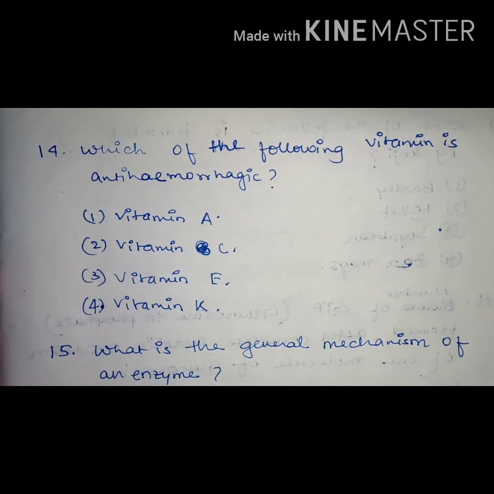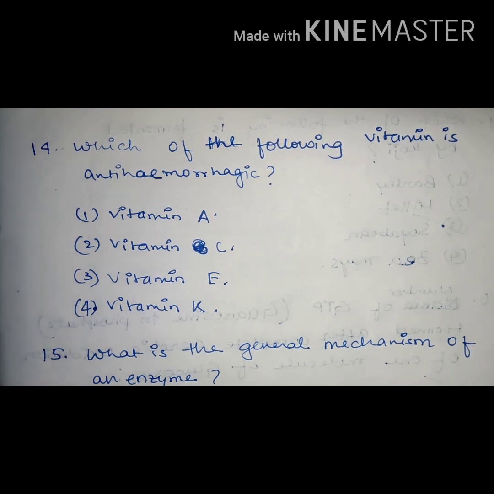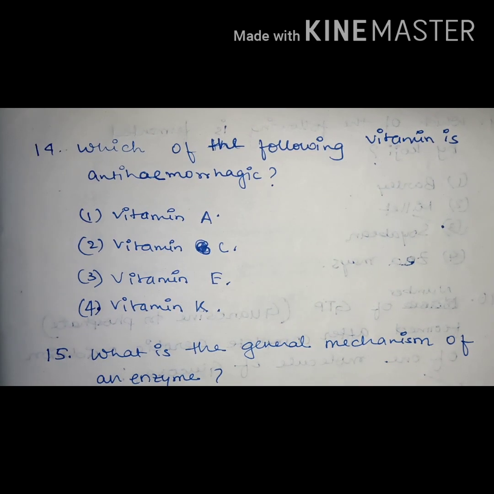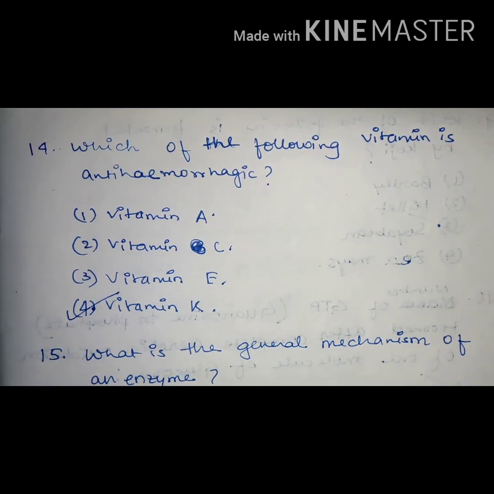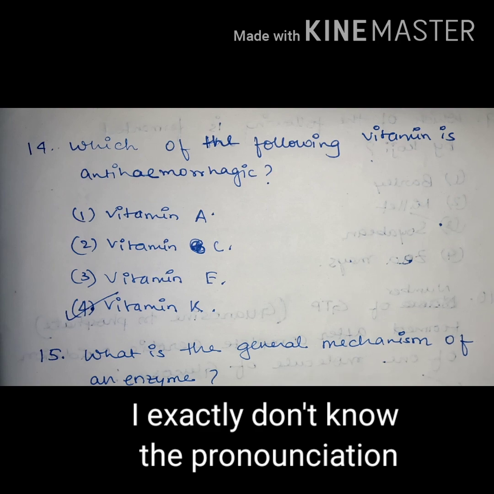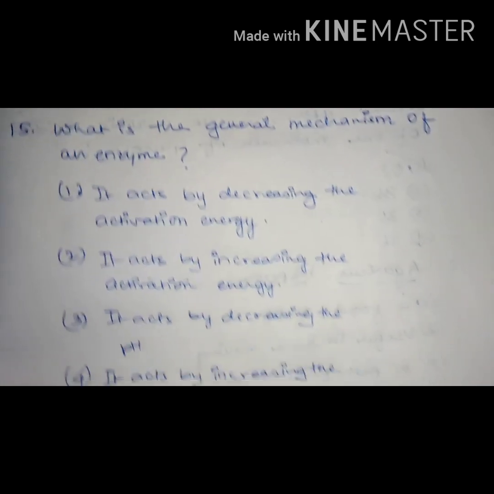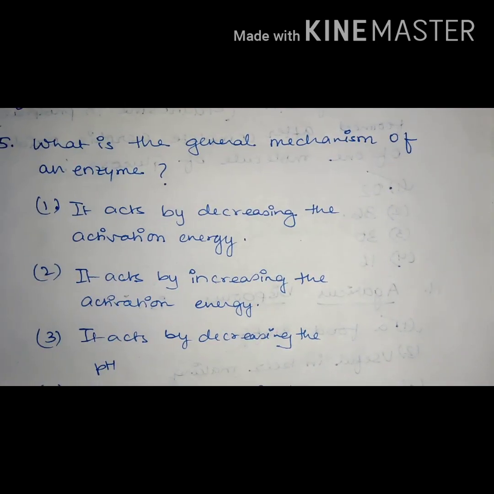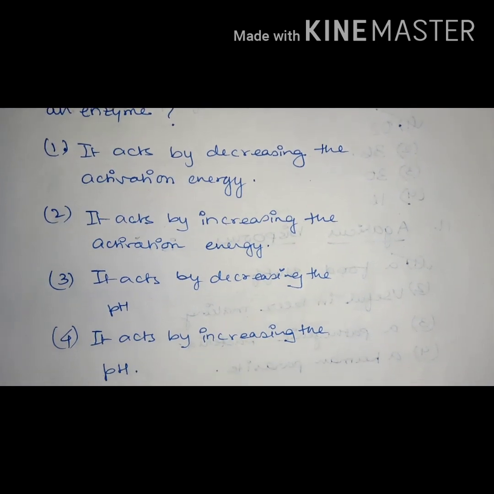Moving on to the next question. Which of the following vitamins is anti-hemorrhagic? The answer is vitamin K. Blood clotting factors need vitamin K for their production, so it is named as anti-hemorrhagic. Next question. What is the general mechanism of an enzyme? The answer is it acts by decreasing the activation energy.